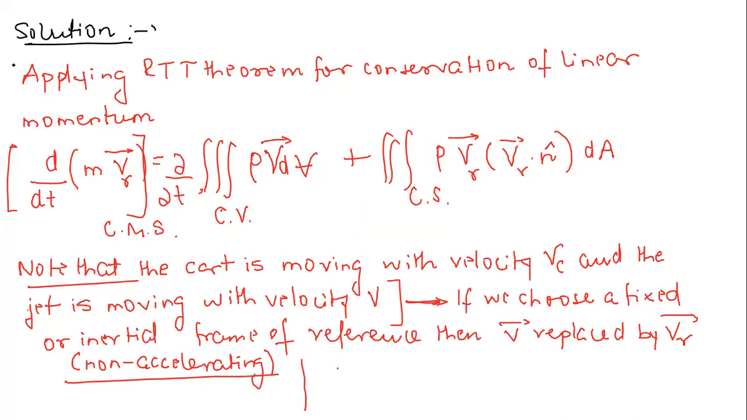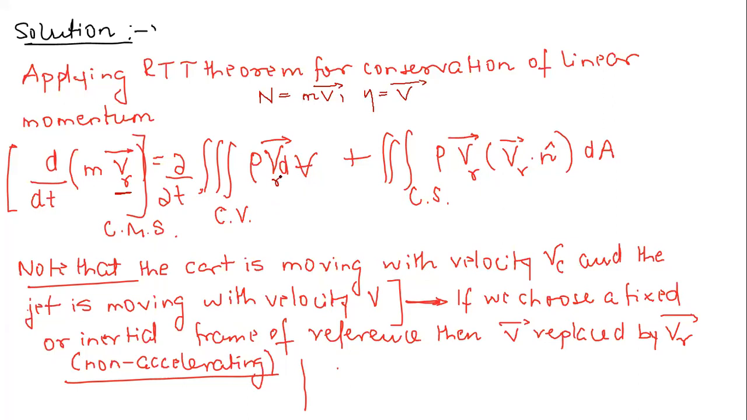So the Reynolds transport theorem for conservation of linear momentum simply states that the rate of change of momentum, d by dt of m vr vector, is equal to delta by delta t of the triple integration of rho v vector dV. You know that here the property N is m v vector, so your eta is equal to v vector. And if you put this into our Reynolds transport theorem, then you will get this relation.